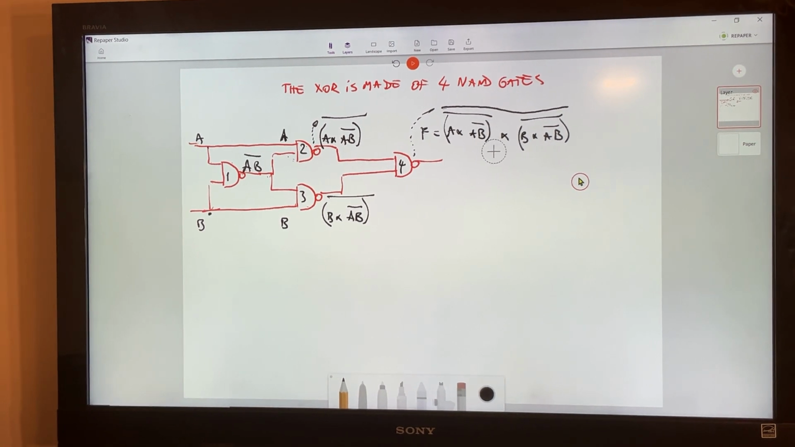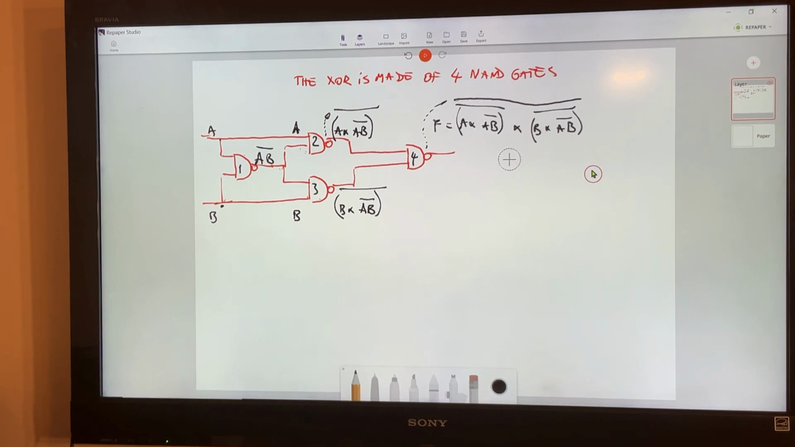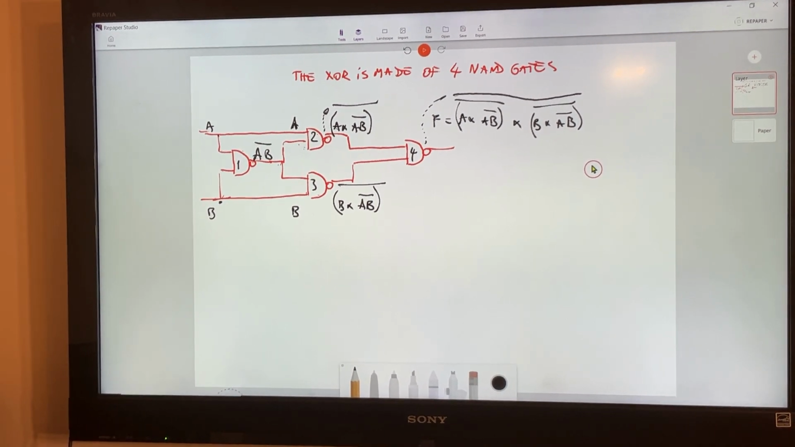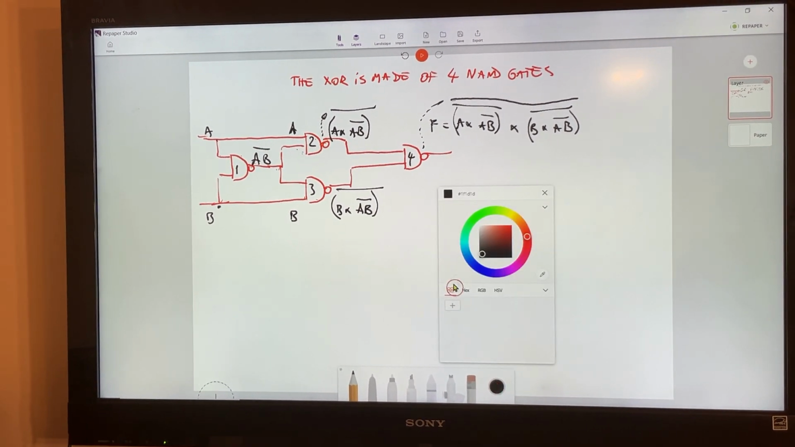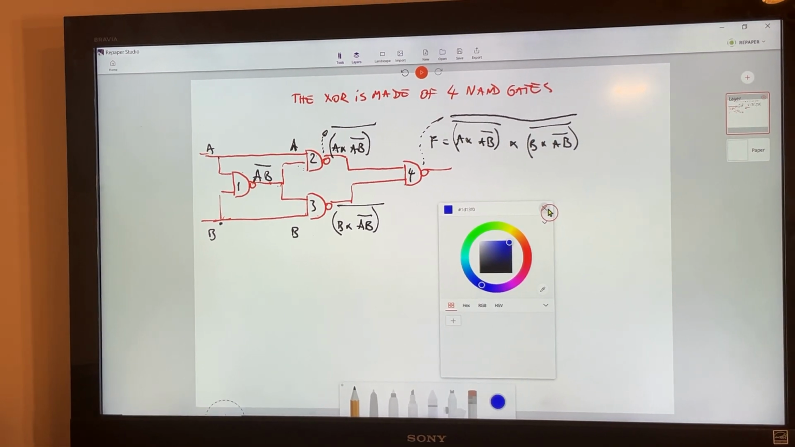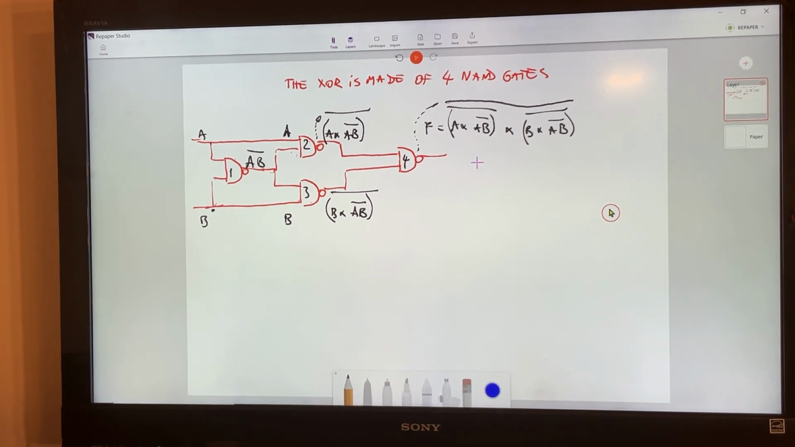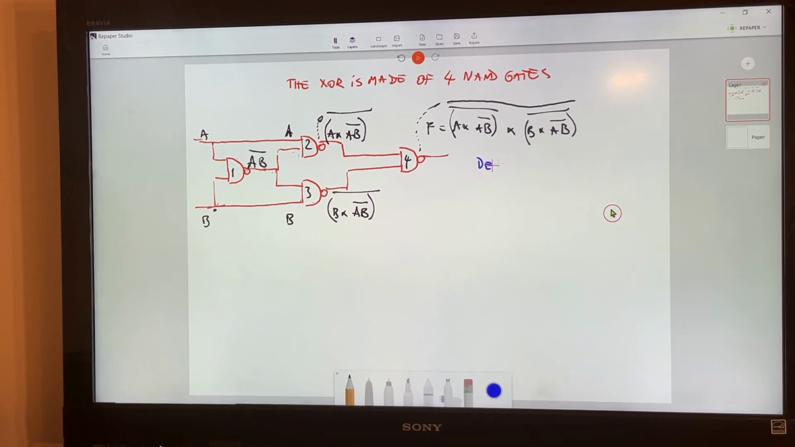So the purpose of all that is to simplify, to make that one look simpler. It's too complicated. So for that, I'm going to write here in blue, just give me a second to do it, one of the DeMorgan laws. DeMorgan.